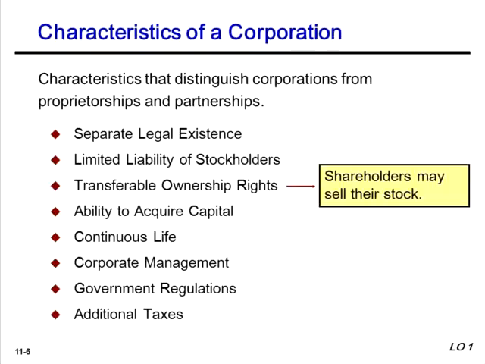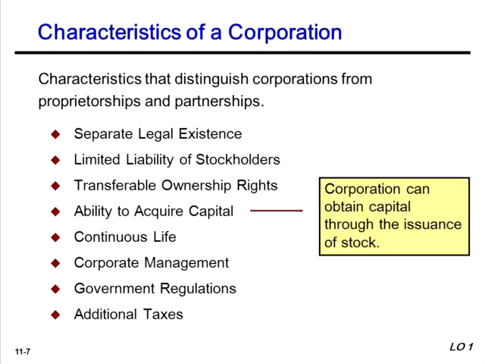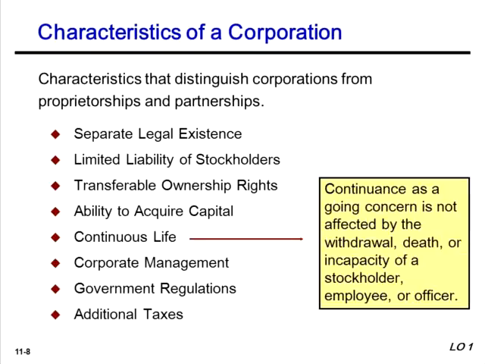Another advantage is the ease of transfer of ownership rights. So on the secondary market, shareholders can easily sell their stock and other investors can buy the stock. Because corporations typically are very large, and if they have access to the equity market, they are able to raise large amounts of capital funds through the issuance of stock.